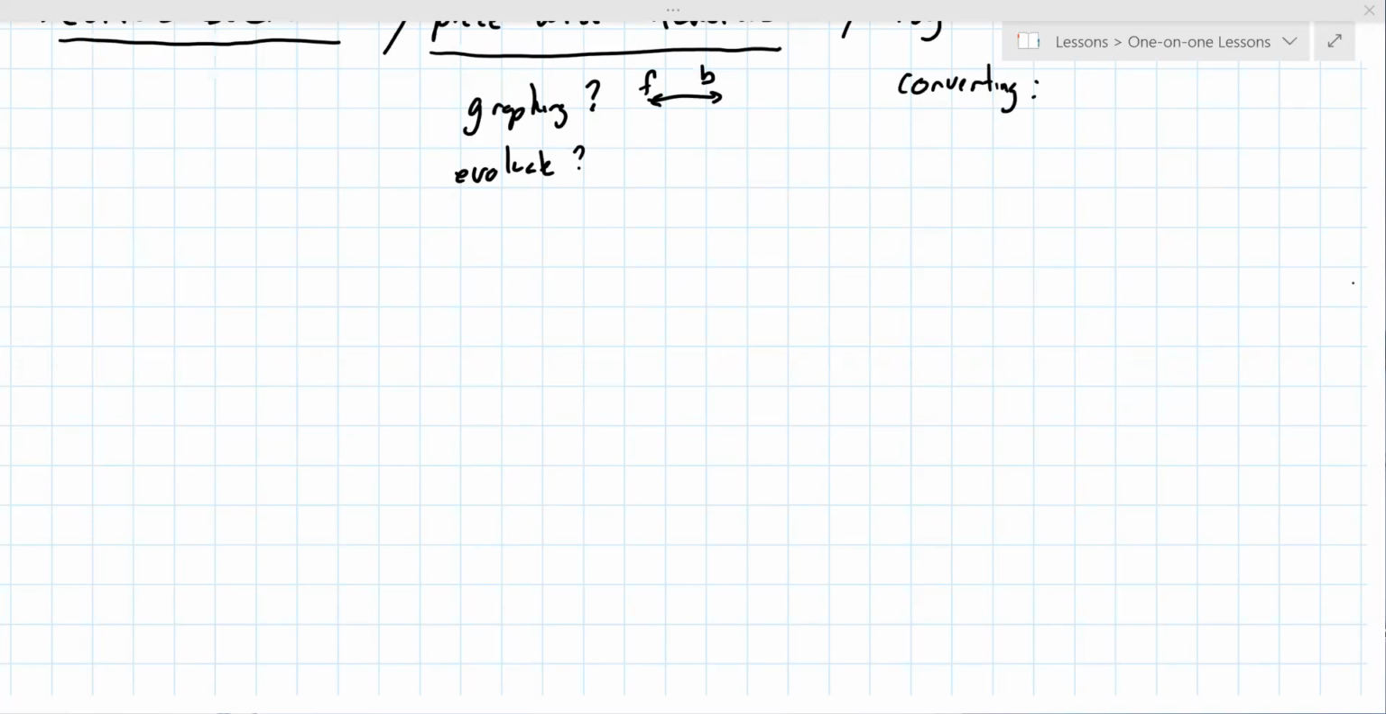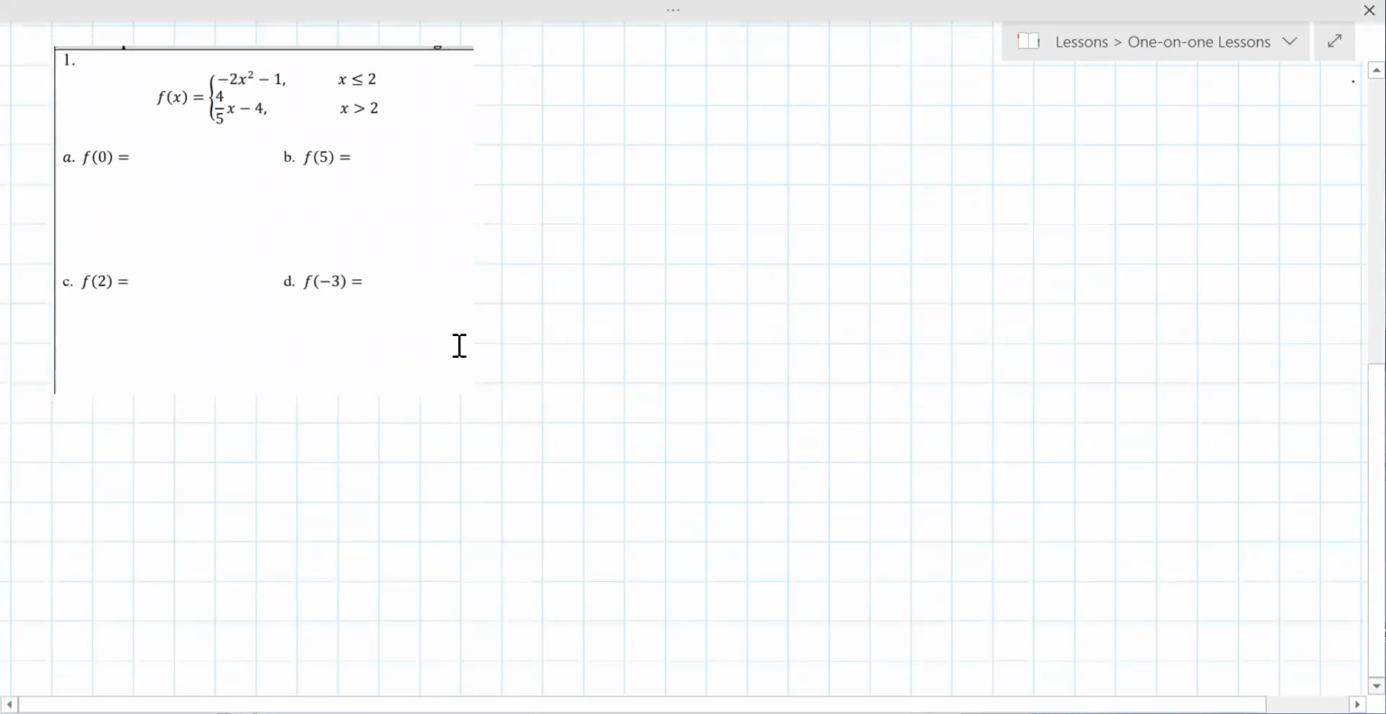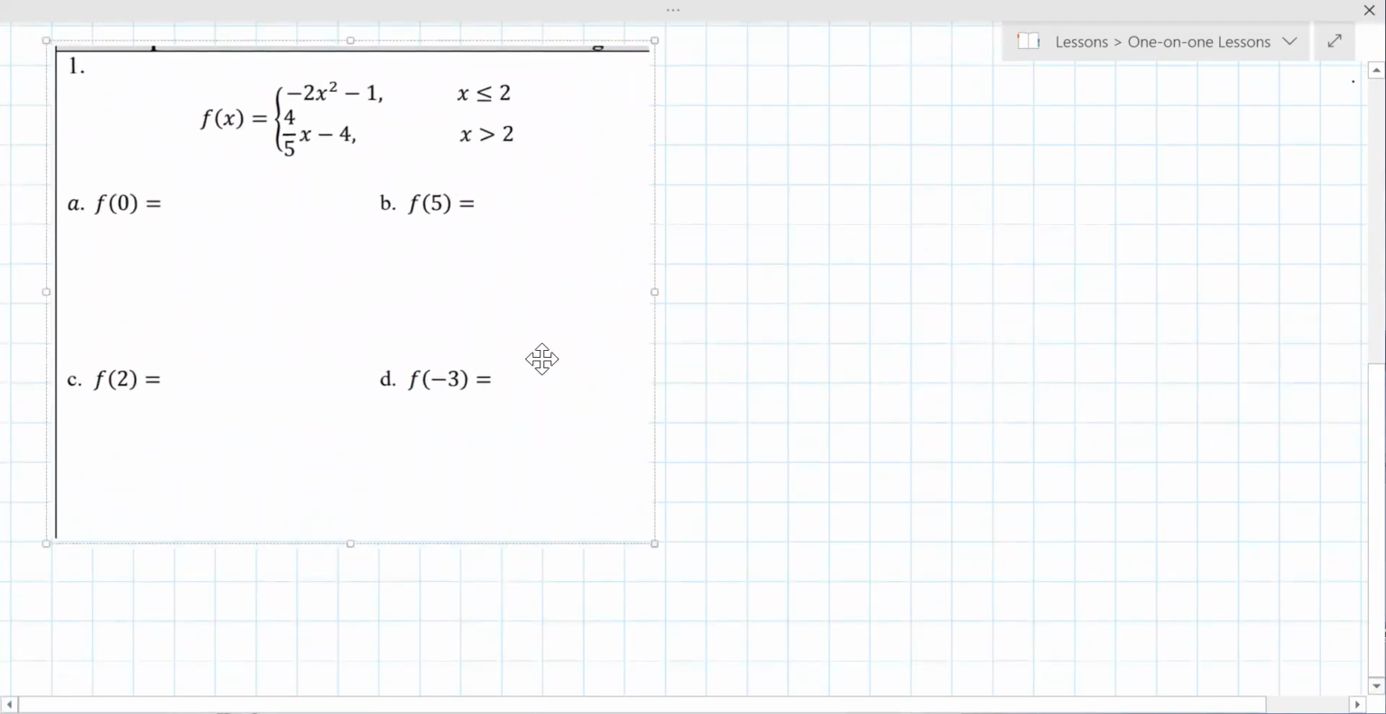So I'm finding some other resources for us to work on rather than just making them up here. So let's snip in. If you're seeing my screen, you're seeing a piecewise function here. The first part is defined when x is less than or equal to 2. The next part is defined when x is greater than 2. To evaluate each of these, a, b, c, d, at 0, 5, 2, and -3, you have to decide which is true. Only one of these is going to be true. Is 0 less than or equal to 2? And the answer is yes. Yes, that's true. So you evaluate it in this top one.